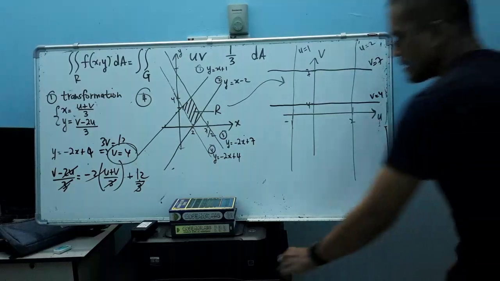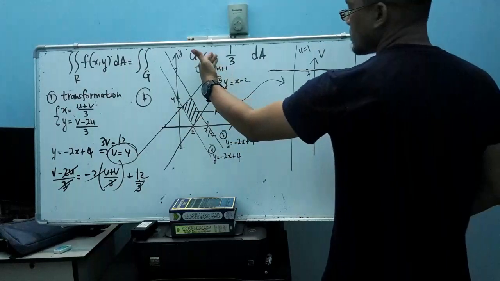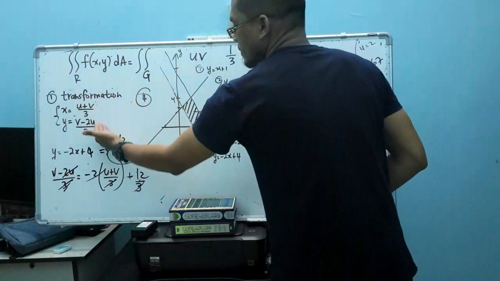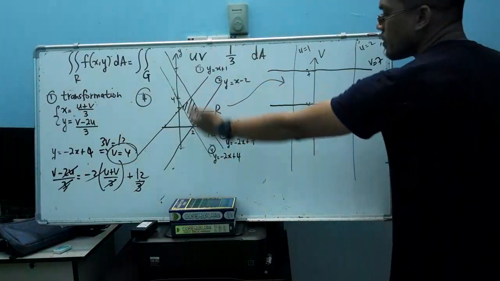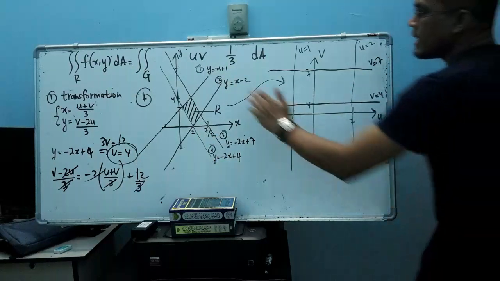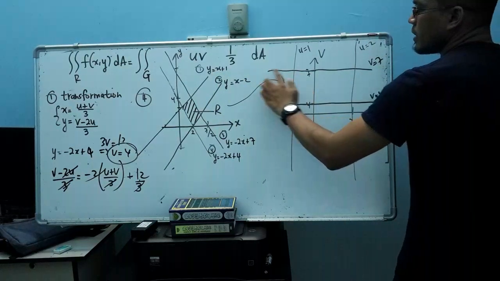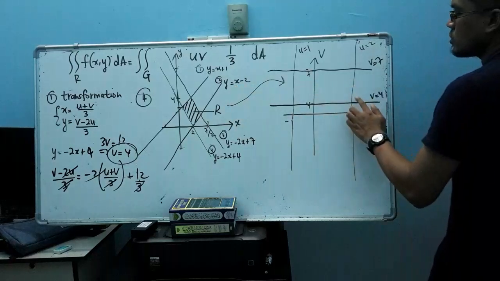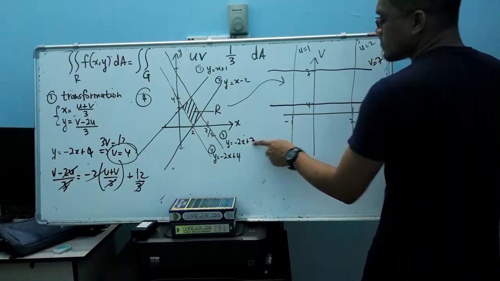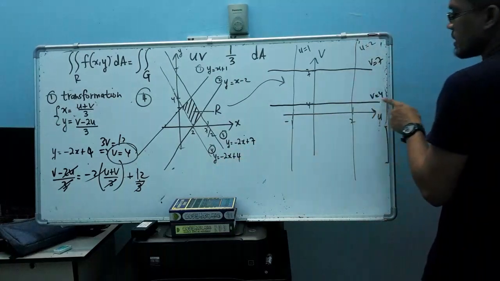You see, from the boundary of R here, we have 4 lines here. Under this transformation, we transfer all of it into the UV plane. So this line is transformed into u equals 1. This line is transformed into u equals 2. This line is transformed into v equals 7. This line is transformed into v equals 4.